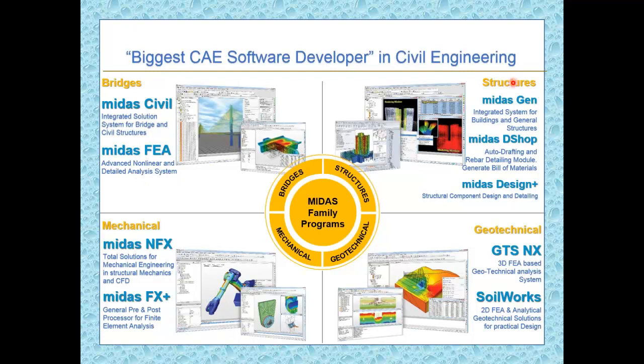All right, coming to the structures family programs, there is Midas Gen software solution, which is an integrated system for buildings and general structures. It can handle the analysis as well as design of steel as well as RC structures. The design results from Midas Gen can be further imported into Midas D Shop, which is an auto drafting and rebar detailing module. That means you can get automatic drawings generated out of the designs that you have done in the Gen program. And on top of that, we can also generate bill of materials using Midas D Shop.